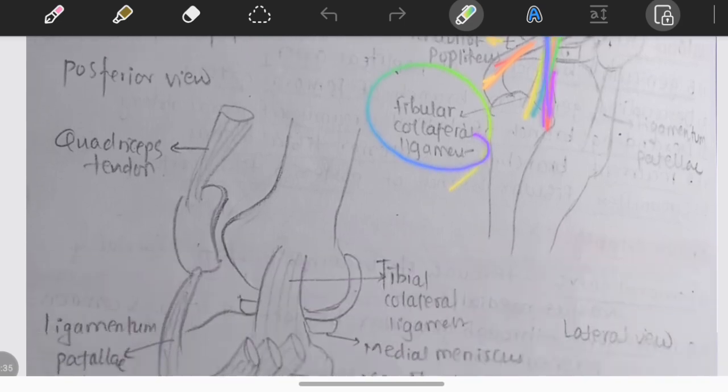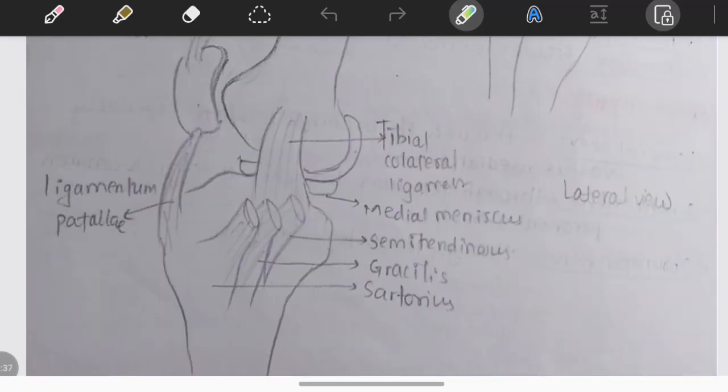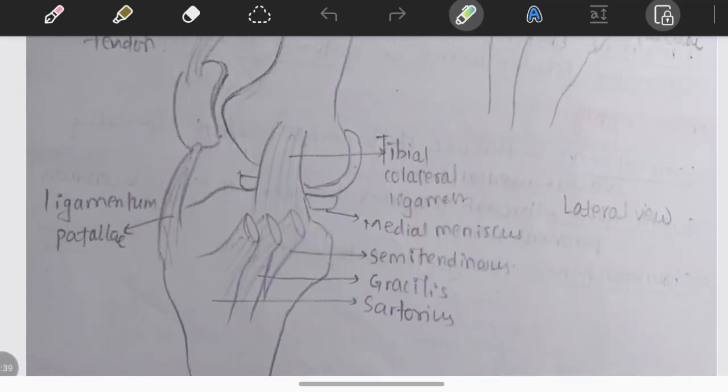In the medial view, you can see this is the tibial collateral ligament. This is the ligamentum patellae. It is the medial meniscus. These are the semimembranosus, gracilis, and sartorius tendons.